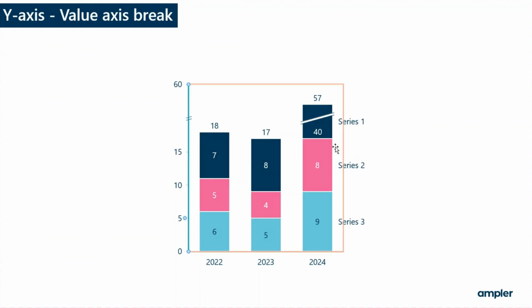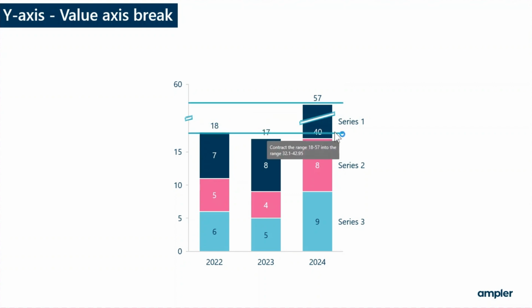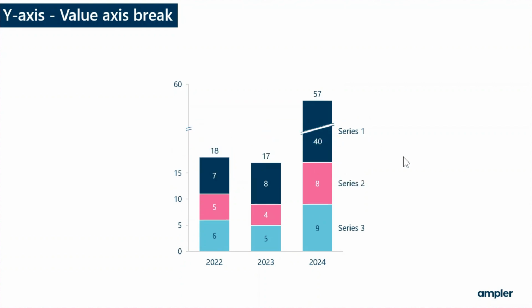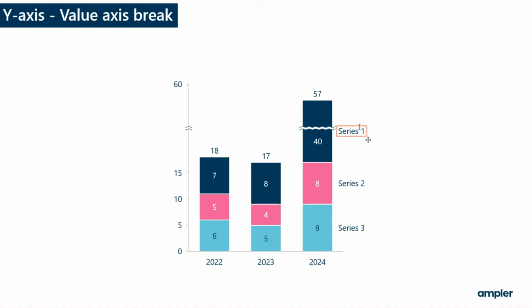When the break has been added, you can adjust it. Select the break and drag it to change the extent of the break. When the break is selected, the format menu is shown. From the format menu, you can change the formatting of the break and change the break style. To delete the break, select it and hit Delete on the keyboard, or Delete from the context menu.